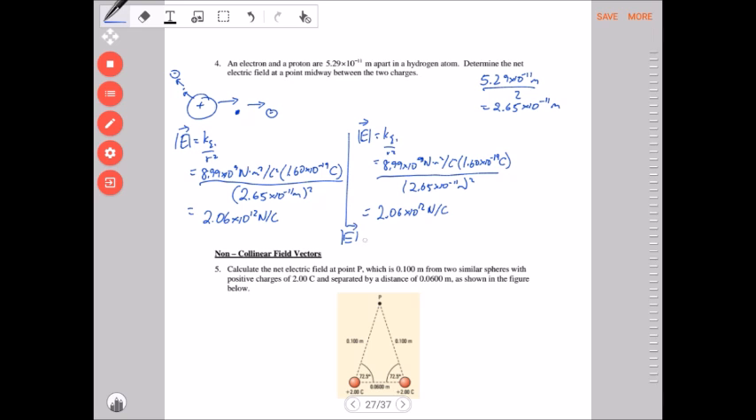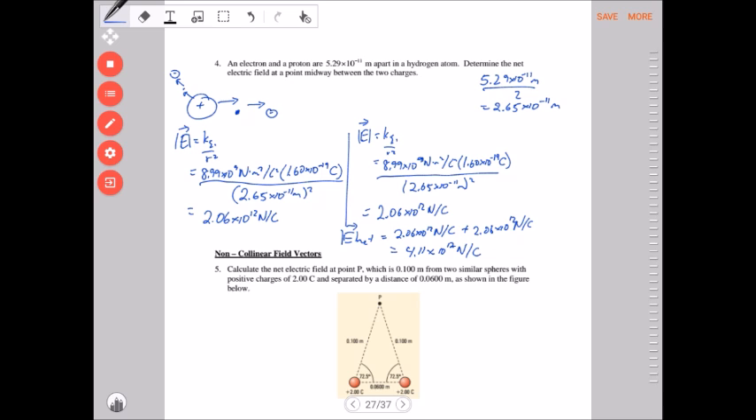So the electric field net is 2.06 times 10 to the 12 newtons per coulomb plus 2.06 times 10 to the 12 newtons per coulomb. So that works out to be 4.11. Remember, use all your digits, because if you just did 2.06, you'd get 4.12. But remember, use all your digits, so it's only 4.11 times 10 to the 12 newtons per coulomb.